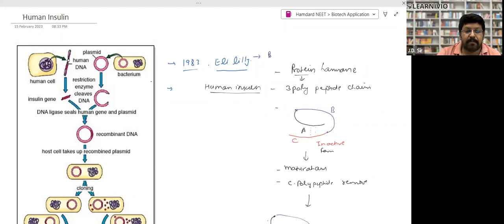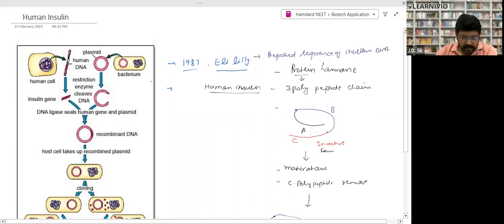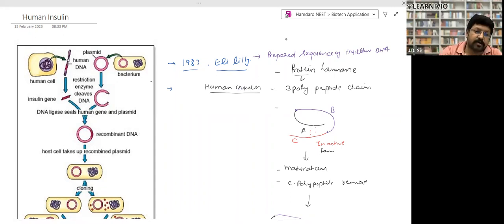They prepared the sequence of insulin DNA, right? And again, there was another company who marketed it or who produced it. Eli Lilly just made the sequence. It did not produce the insulin, right? And what was the name of that second company? Any one of you? The company which produced the first insulin.